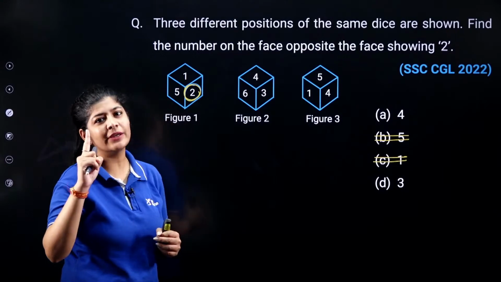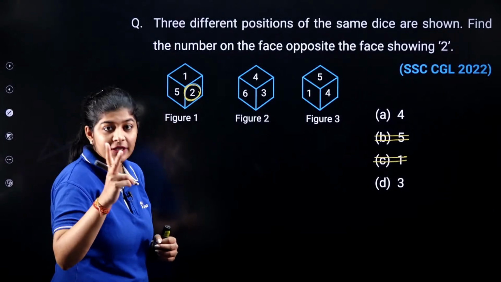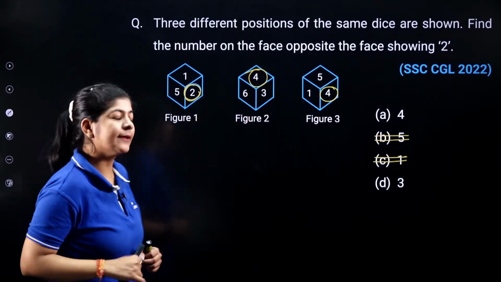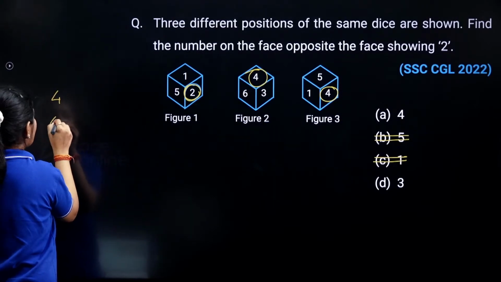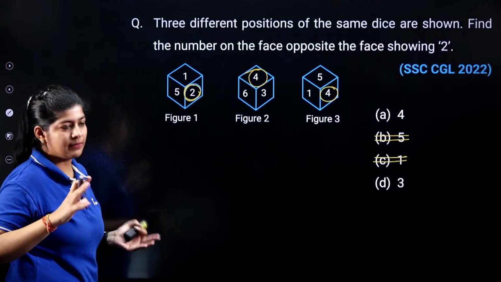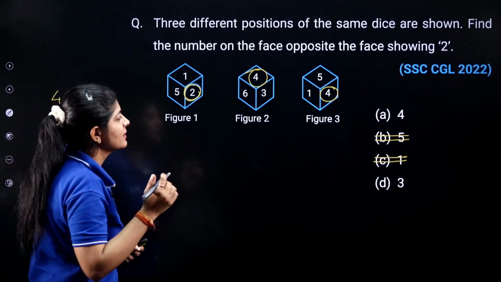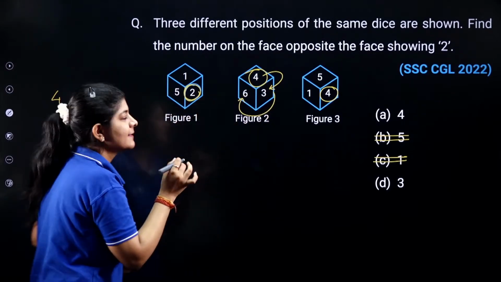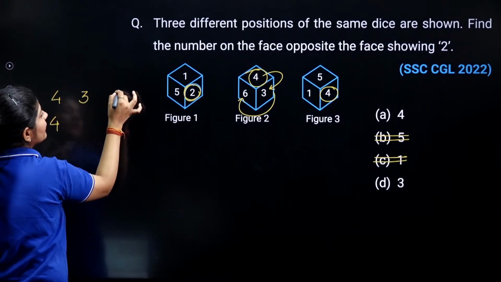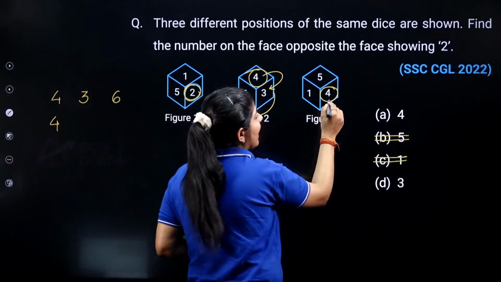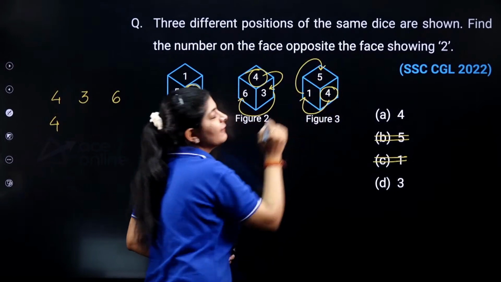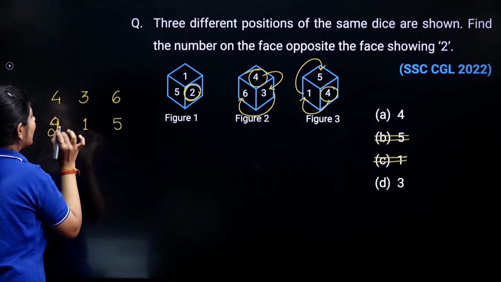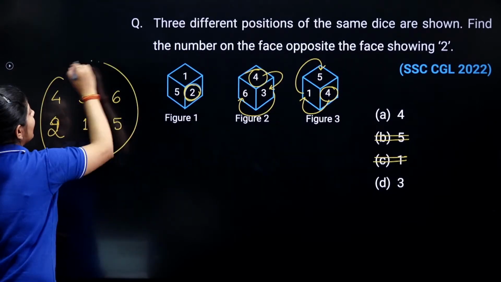We have to find out one common pair in any of the 2 figures. So here we can say that this 4 and this 4 is common, right? Just simply write down 4. Now you can move in either direction, maybe clockwise or maybe anti-clockwise. We are moving in the clockwise direction. After 4 I am getting 3, after 3 I am getting 6. Next, after 4 I am getting 1, after 1 I am getting 5. And we will replace 1 by 2, and here we are getting our opposite pairs.